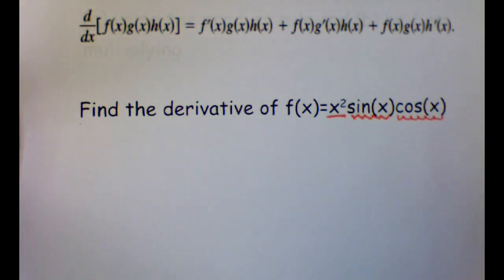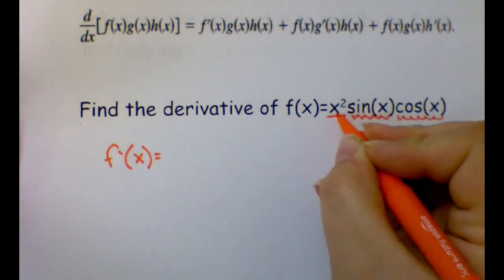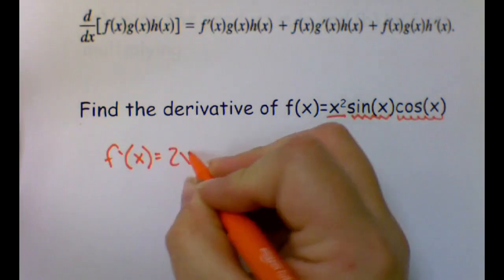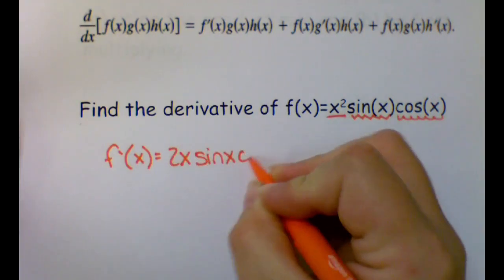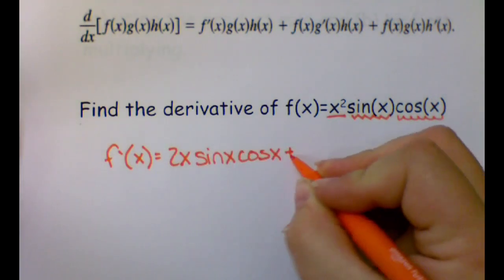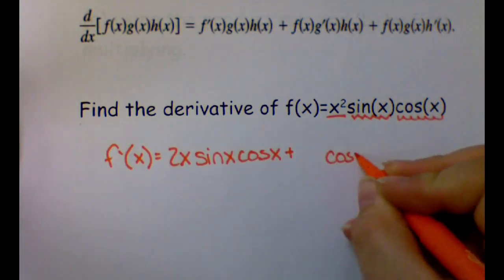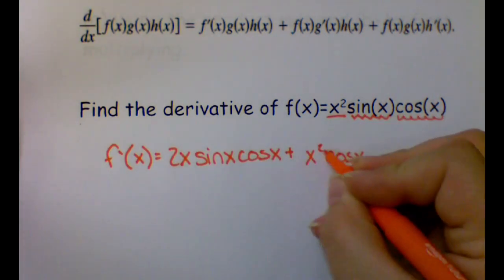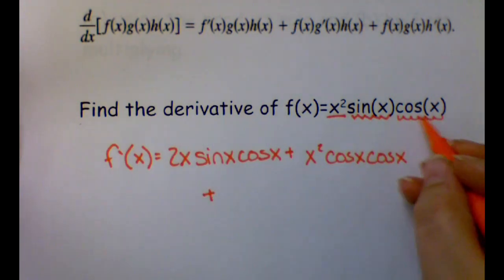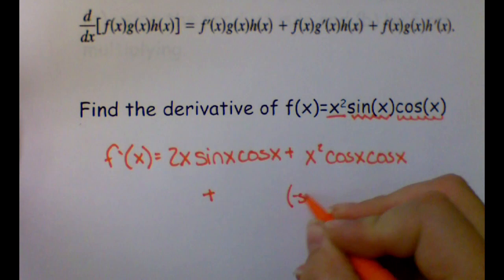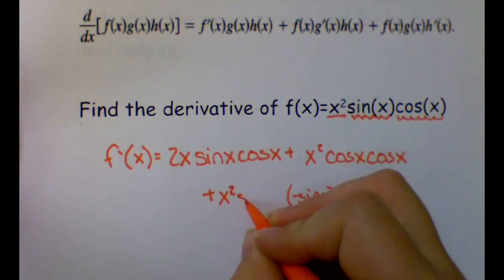So f prime of x equals the derivative of the first part. The derivative of x squared is 2x times the second and third parts unchanged, so sine of x, cosine of x. Plus the derivative of the second part, the derivative of sine, which is cosine of x, with the first part unchanged and the last part unchanged. Plus the derivative of the third part, which is negative sine of x, times the first two parts unchanged, which is x squared sine of x.